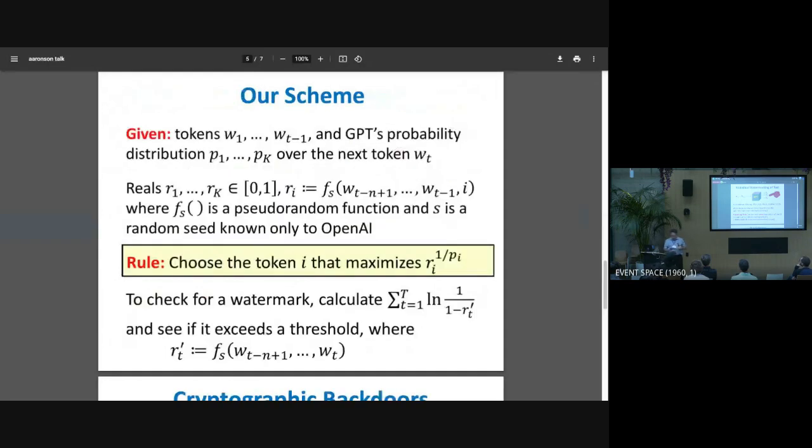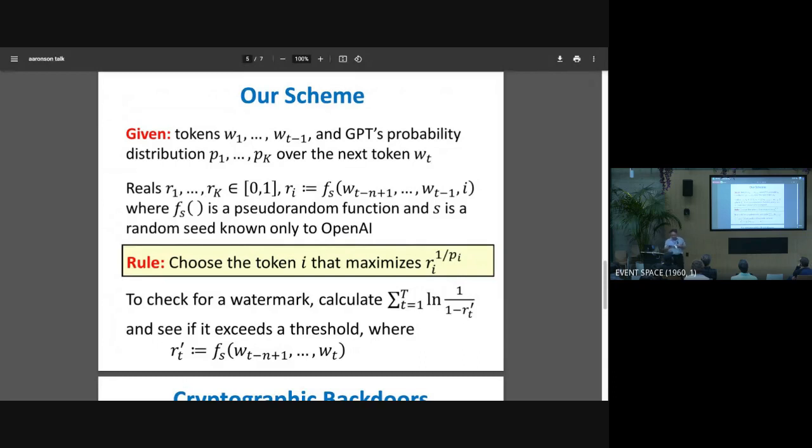Okay, so one slide about how the watermarking works. So given a context, GPT generates a probability distribution, call it p_1 up to p_K, over all the possibilities for the next token, right? So now instead of sampling randomly from that distribution, we're going to sample pseudo-randomly. We'll use a pseudo-random function, f_s, which depends on a secret key s, known to OpenAI, which maps the i-th possible token along with its nearby context to a real number r_i between 0 and 1. And now the rule is this.